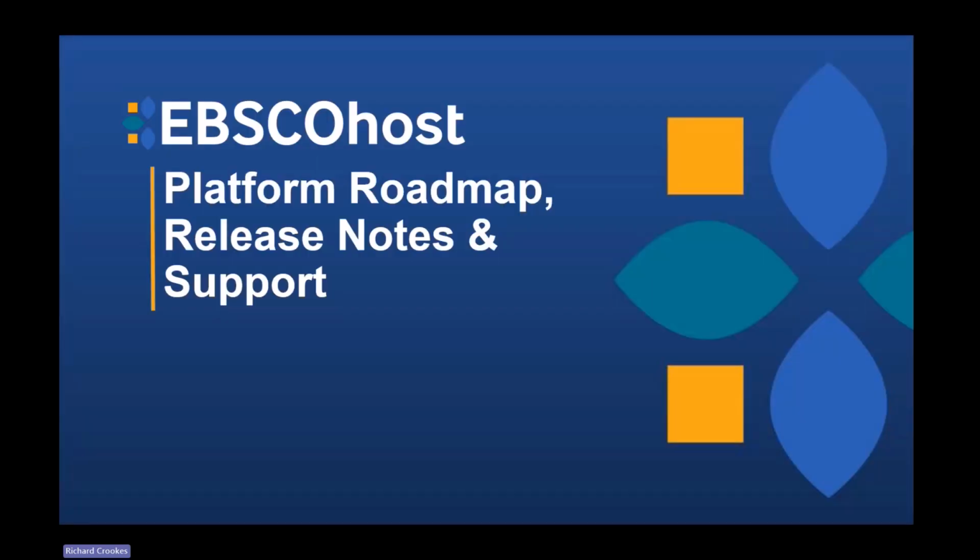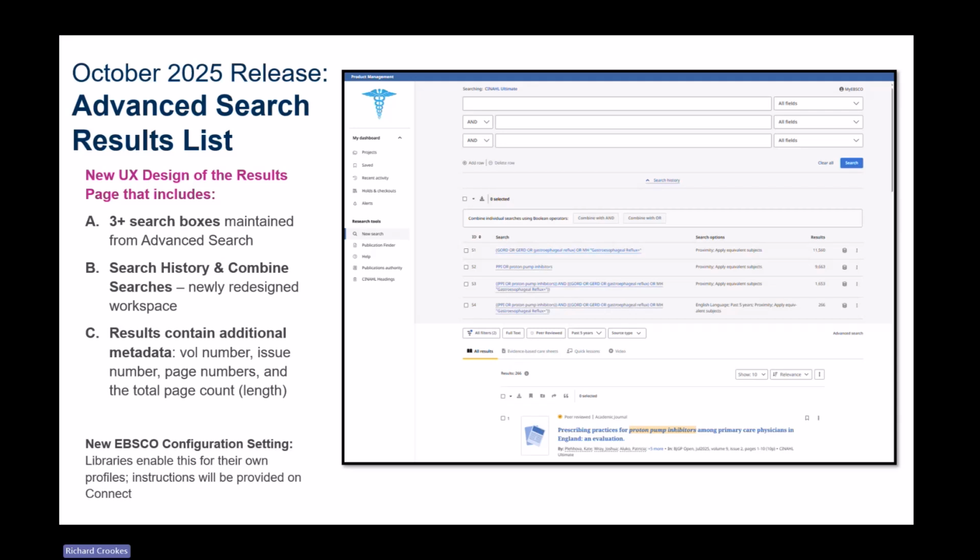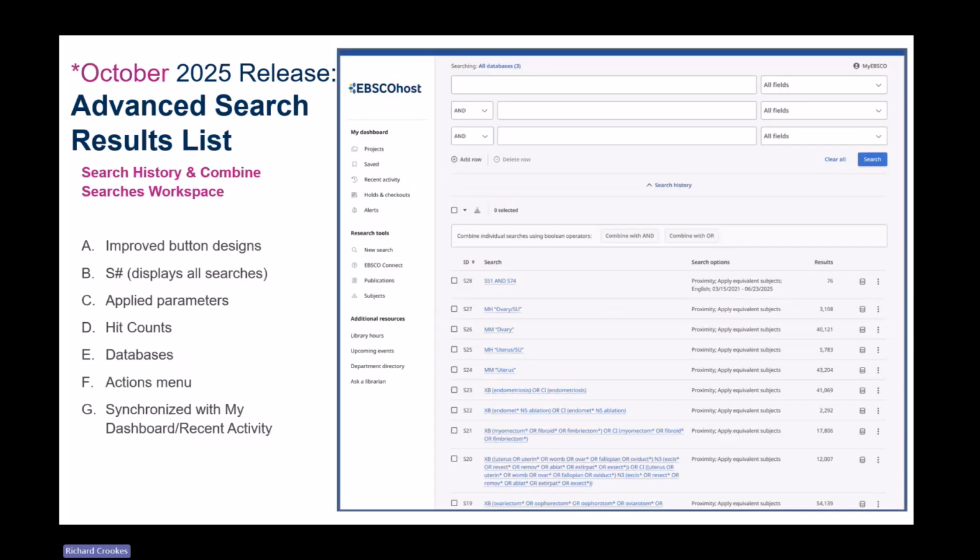So I'll bring up my PowerPoint, and we just begin to wrap up here. So essentially, just to highlight some of the things that are coming soon, which also impact your future use of this interface. And you'll be pleased to know that we are having the 3 search boxes maintained on the advanced search page. And also search history is also going to be displayed below, and you will also see the results containing additional metadata, which is already live.